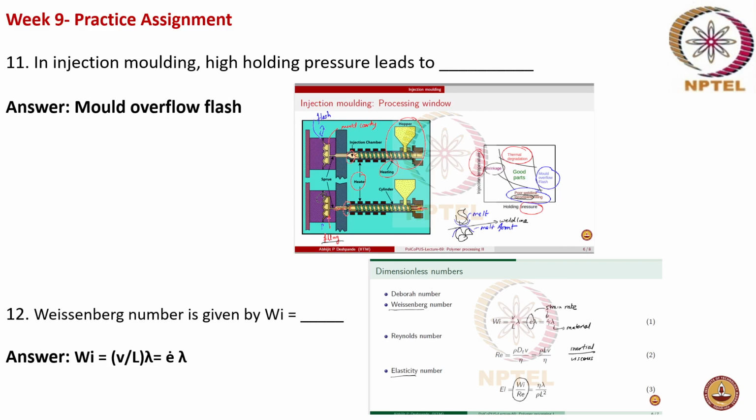In processing operations, obviously you play with different strain rates. You're straining the polymer to different extents. So that strain rate time scale multiplied by the material time scale is your Weissenberg number. Okay.